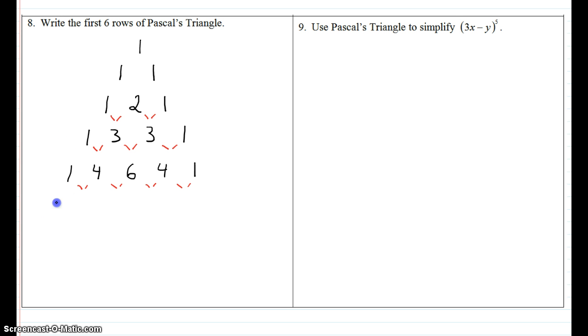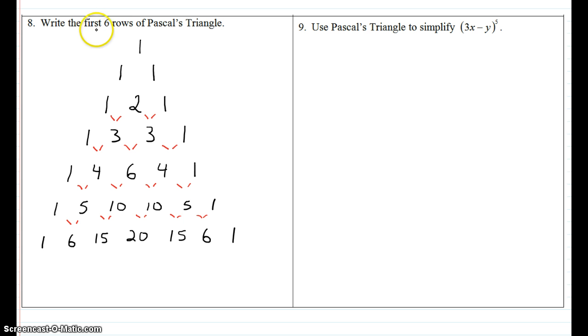So we start with a 1, 5, 10, 10, 5, 1. So we get 1, 6, 15, 20, 15, 6, 1.